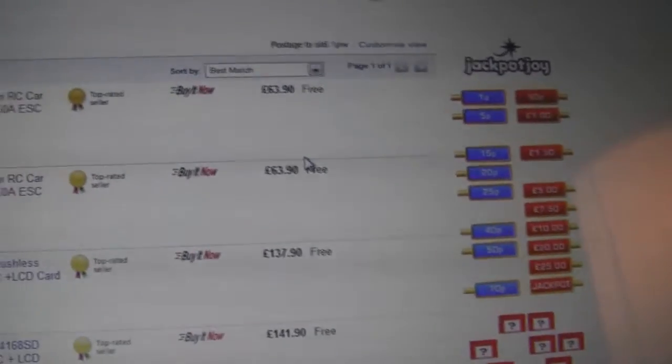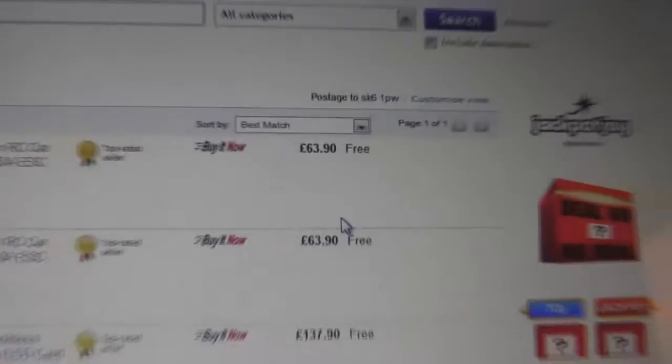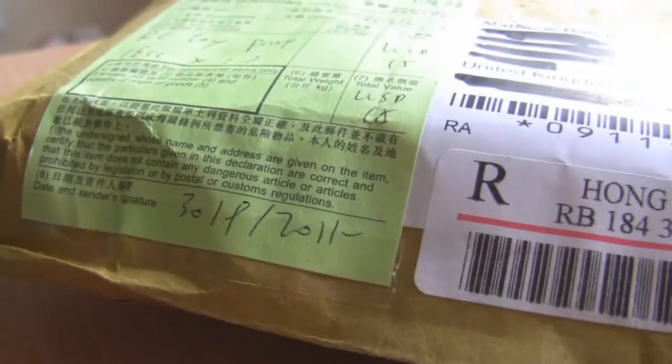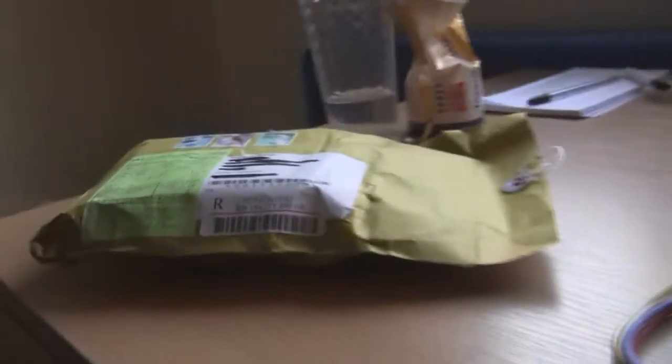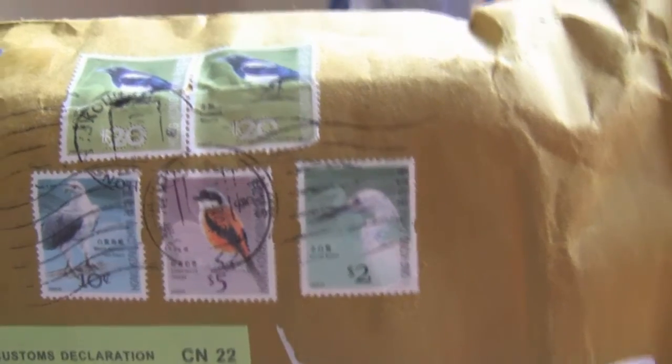Let's just double check. Look. Oh, sorry. £63.90. That is delivered. Obviously, the seller has free postage, which is great. And as I say, if you look on the parcel, it says sent on the 30th of the 9th, 2011, and I received it on the 7th, which means it took only 8 days, which wouldn't surprise me considering they have put about $47, I don't know if that's Hong Kong dollars, worth of postage stamps on it. So obviously it's quite expensive and I thank them for that.